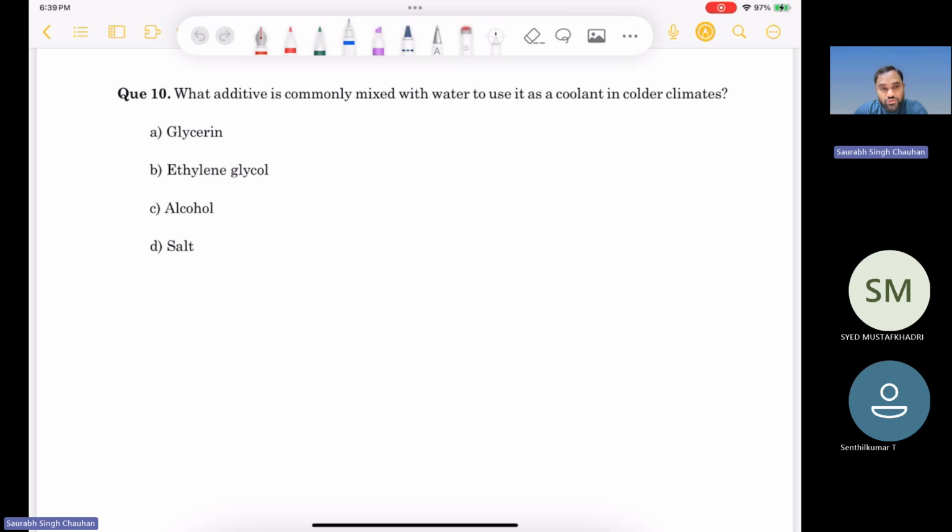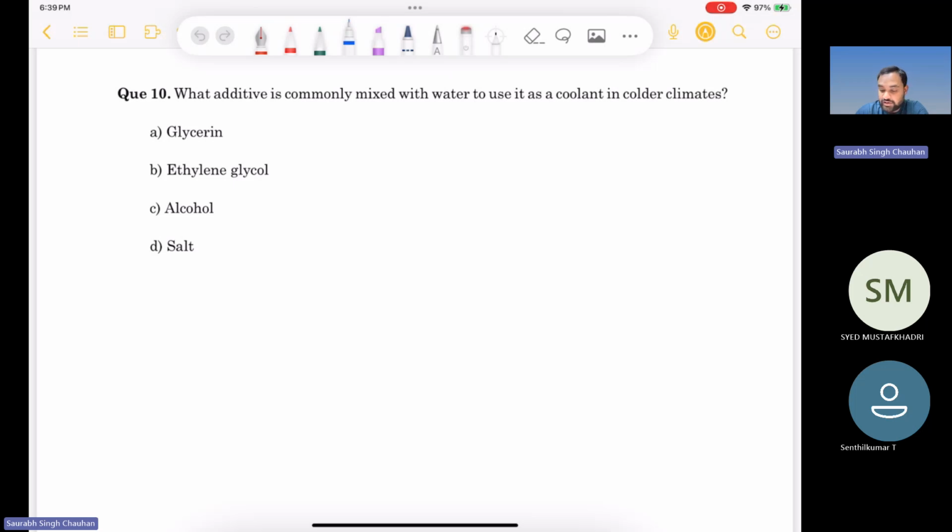Well, if you dissolve some salt or sugar into the water, of course that will decrease the freezing point and elevate the boiling point, but that is not used as an additive in coolants. Okay, so the correct option here is ethylene glycol.